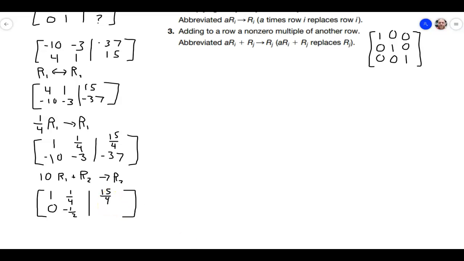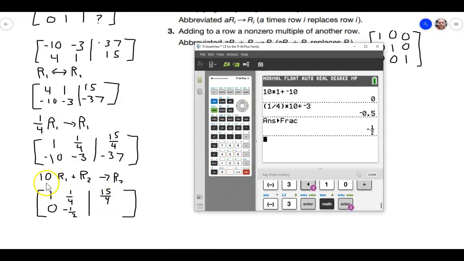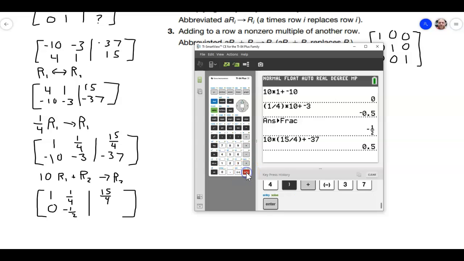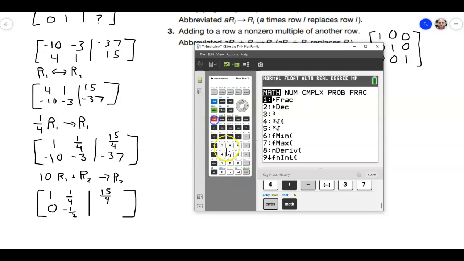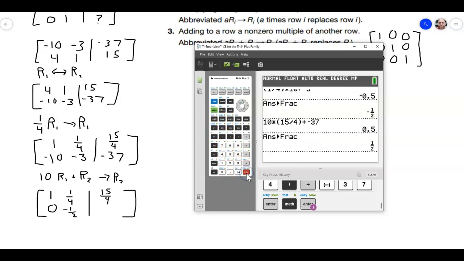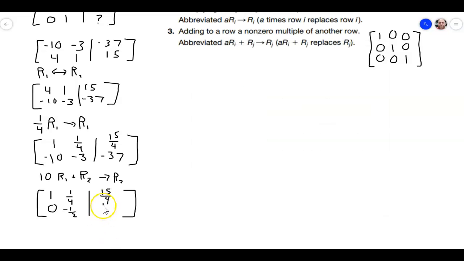And I'm going to do the same thing on the last one. So 10 times row 1. 10 times, it doesn't matter what order you do the multiplication in, it's commutative. 10 times 15/4. Make sure you put your fraction in parentheses. Plus -37. And that's going to give me +1/2. All right.